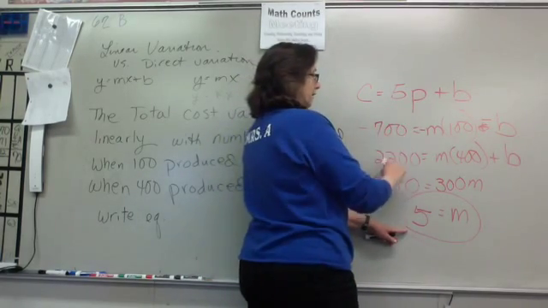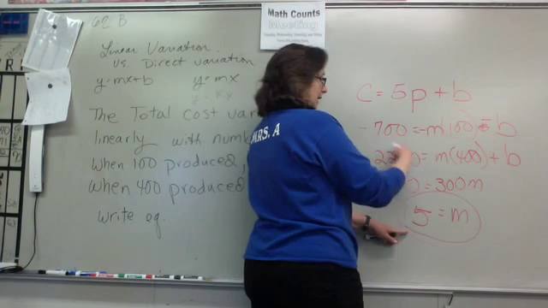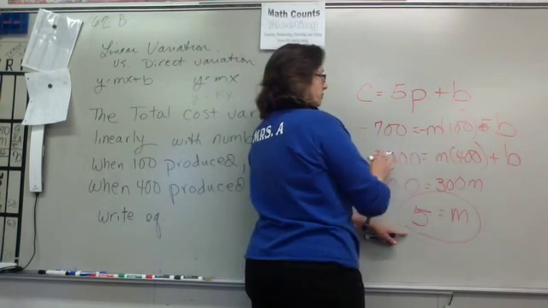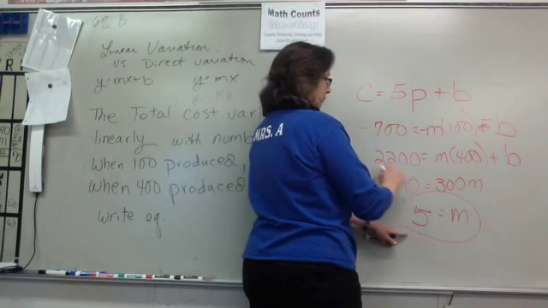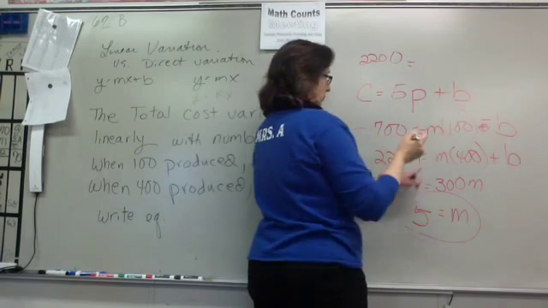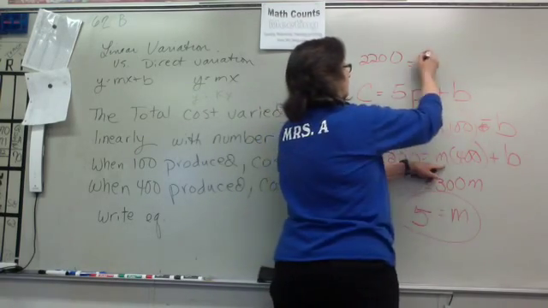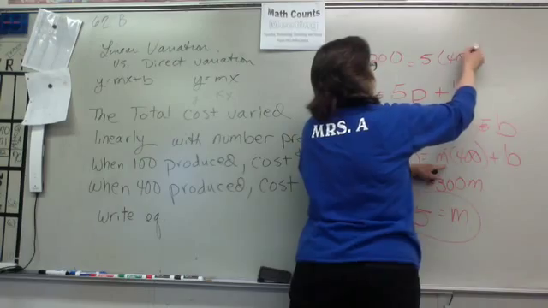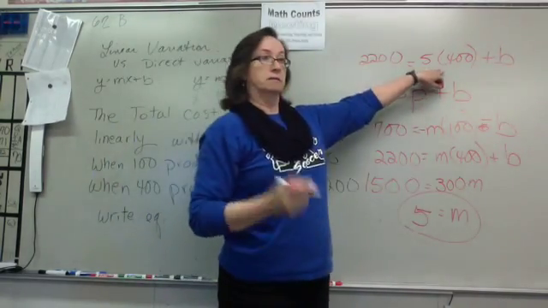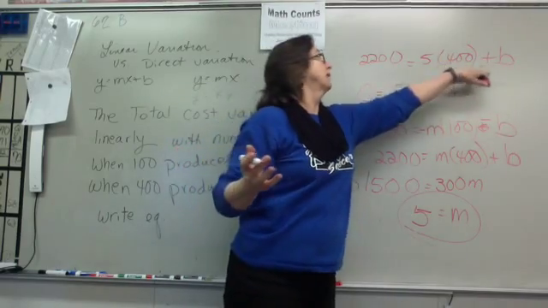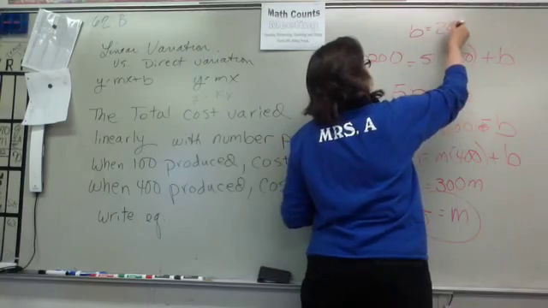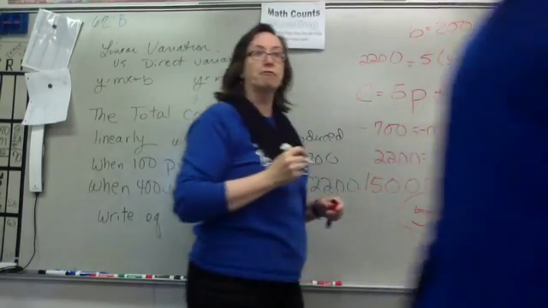So I'm going to go back up here to one of these equations, and I'm going to plug in my 5. All right? So I'll just use this one because that one already had a negative through it. So I've got 2,200 is equal to m, which is 5 times 400 plus b. All right, so this is going to be what? 2,000 plus something is 2,200. So what's the b? b is 200. It has to be 200 to make it fit.